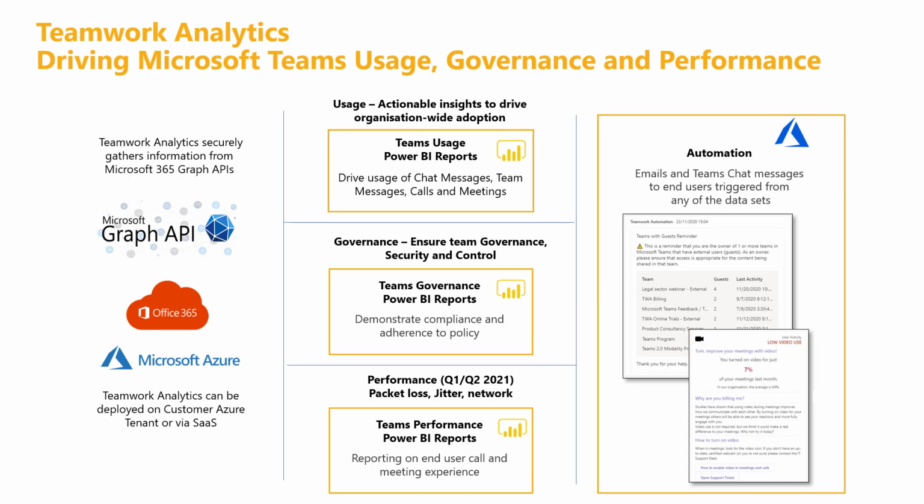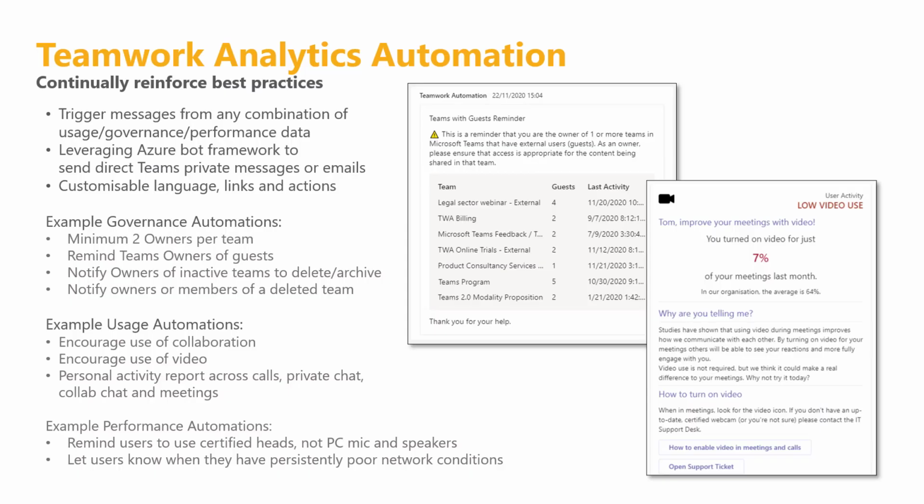While the reporting is really powerful, what sets us apart is automation. All of this data can be used to trigger custom automations and send messages to end users. So this could be to reinforce best practices on governance, could be to drive usage of video, or could be to help users who are using non-certified devices. Automation allows IT to continually reinforce best practices without a heavy overhead of dealing with individual users.